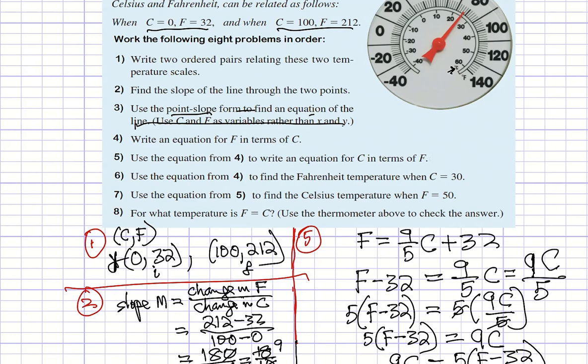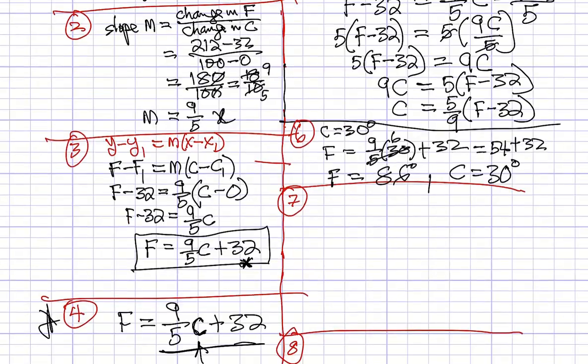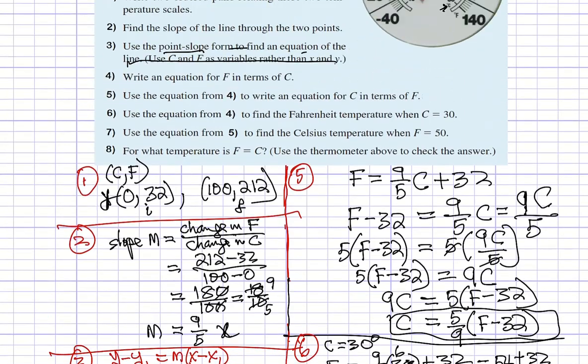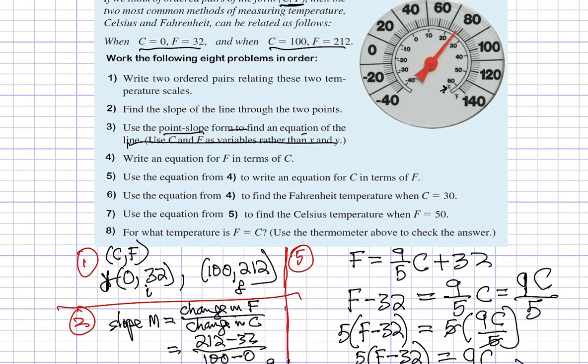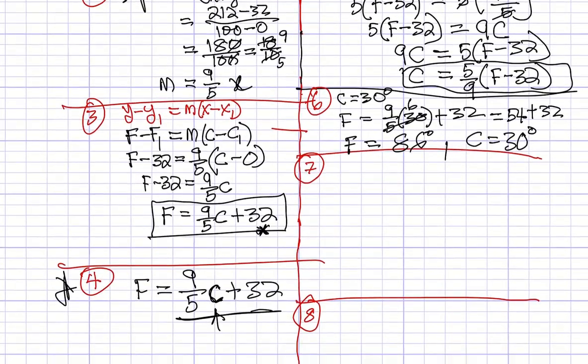Right? To find Celsius temperature when F is... Okay. Then we're doing the same thing. See, from 5, the equation we found is over here. He says use that when Fahrenheit F is 50. That's number 7 now.